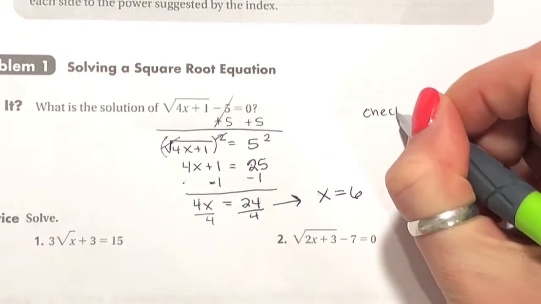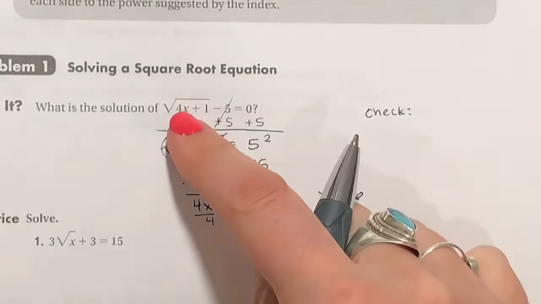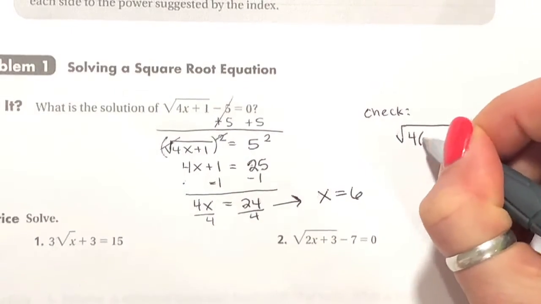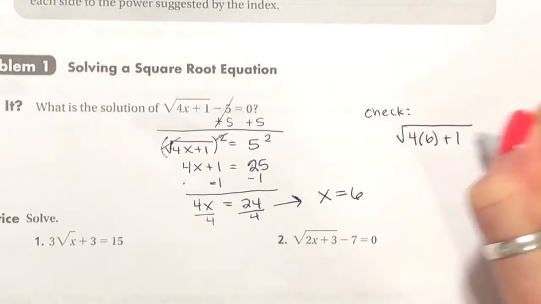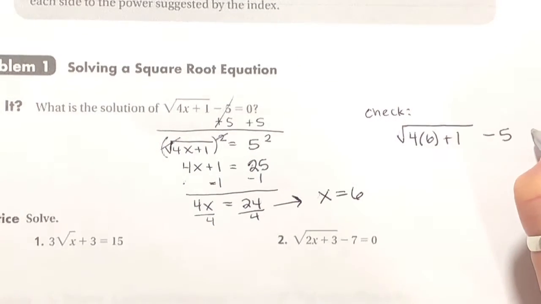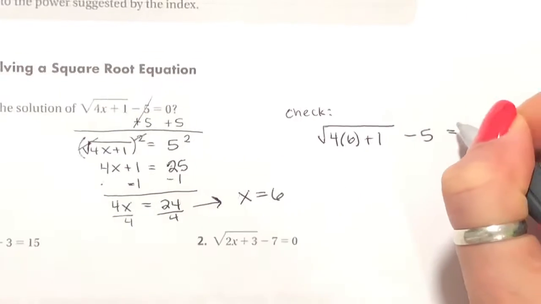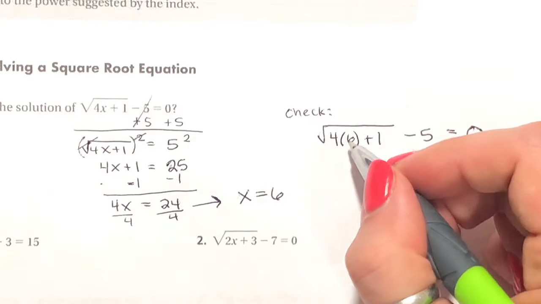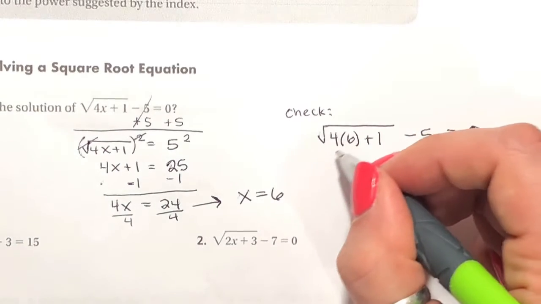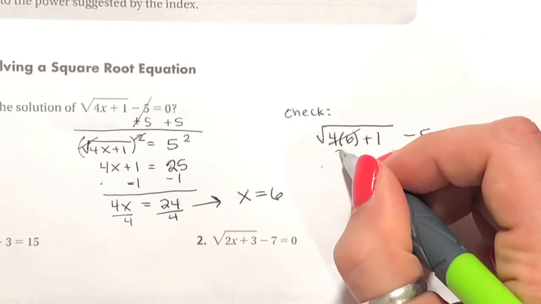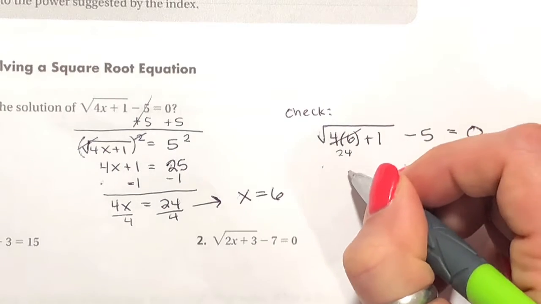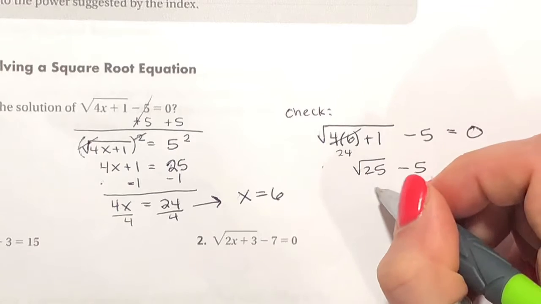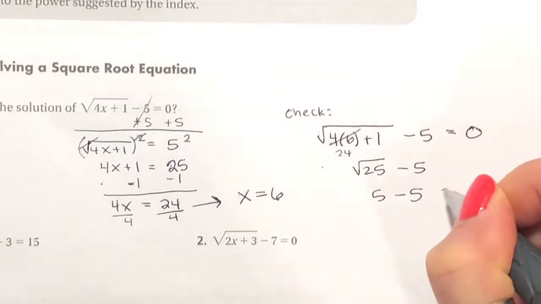So to do your check, you're just going to plug 6 in for the x. So I'm going to have the square root of 4 times 6 plus 1, and then minus 5. We're checking to see, does this equal 0? We want it to equal 0 on this side. So if I simplify this, I get 4 times 6 is 24. So 24 plus 1 is the square root of 25. Well, square root of 25 is 5, so 5 minus 5 equals 0.